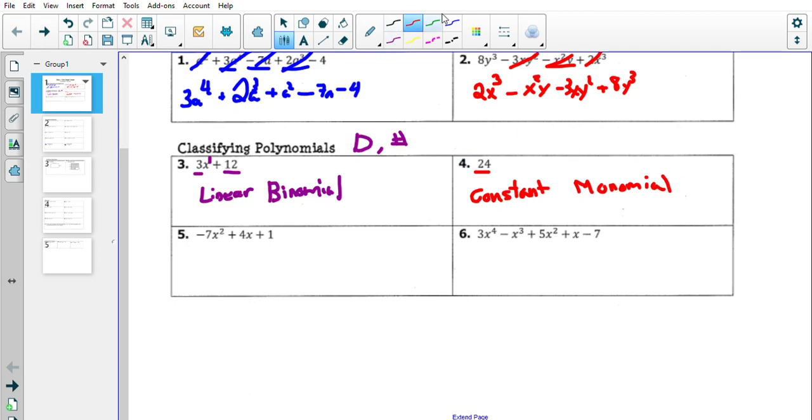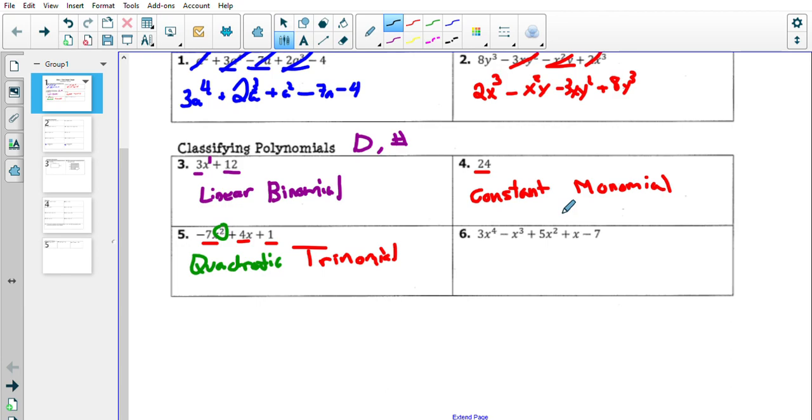All right. Let's take a look here at number 5. Number 5, we can see that we have a highest exponent of 2, and in our list, that is a quadratic. Okay, so a quadratic, and we can see that we have 1, 2, 3 terms here, and so if we have 3 terms, that is a trinomial. So the full classification here is a quadratic trinomial.